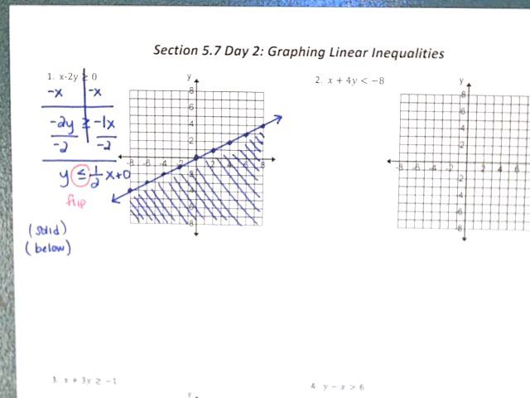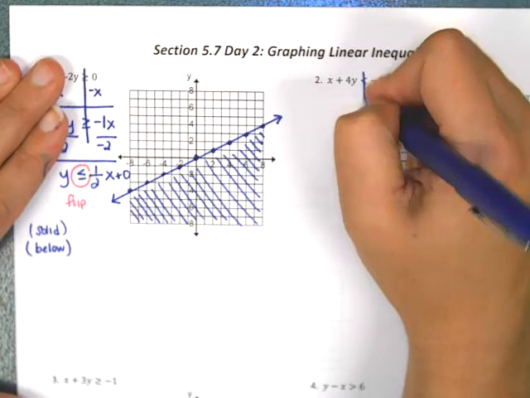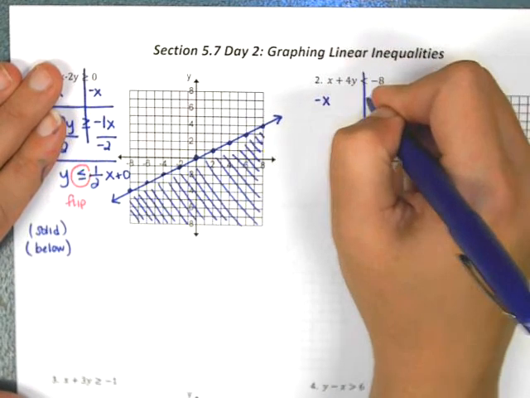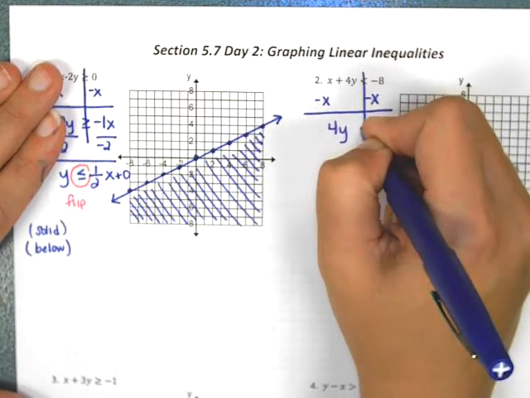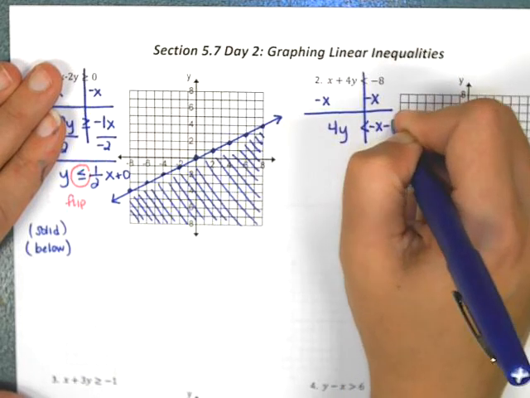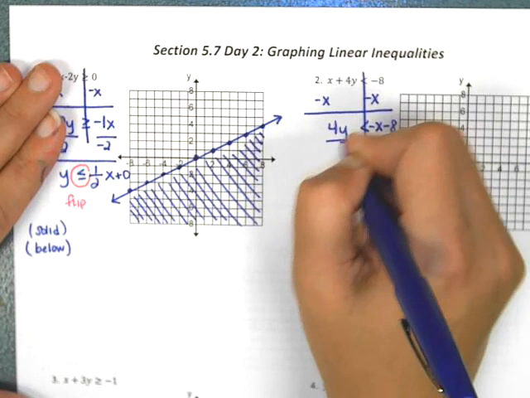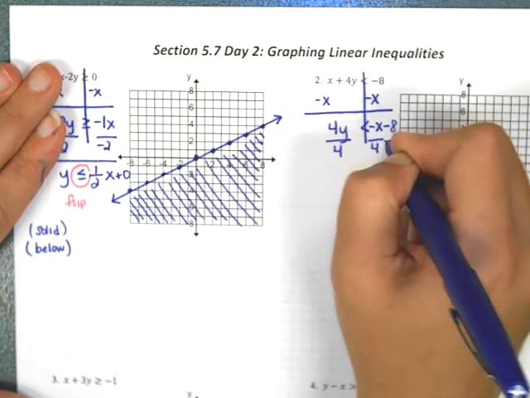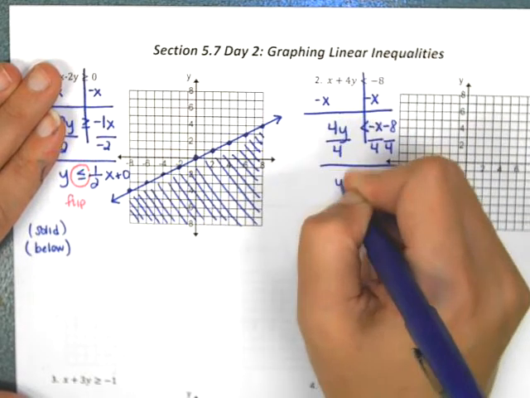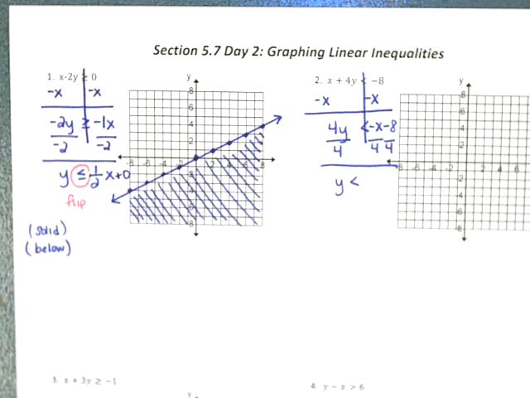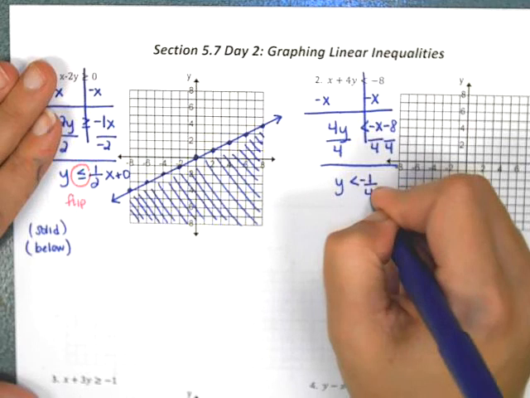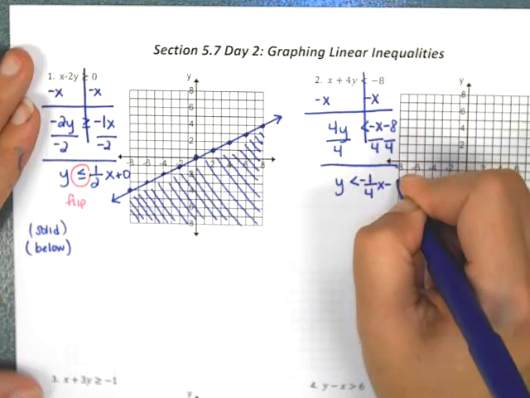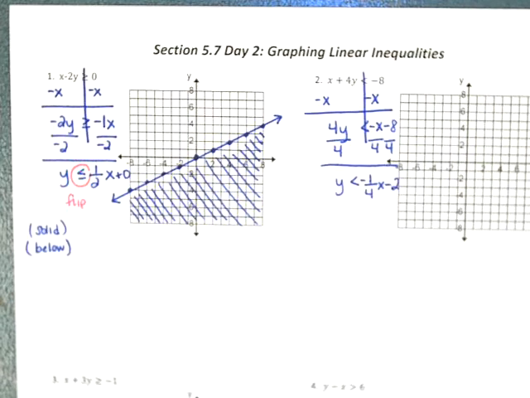Let's try another one. So problem number 2, again, we would have to get y by itself. So we would subtract x on both sides, and we would get 4y is less than negative x minus 8. Then we would divide everything by 4. Now this time I didn't divide by a negative number, so the symbol stays the same. The invisible number by the x would be a negative 1, so I would have negative 1/4 x, and 8 divided by 4 would be minus 2.